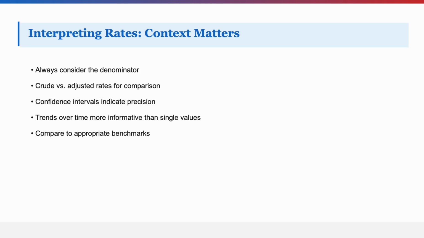Raw numbers and rates require context to be meaningful. Let me give you some interpretive guidance. Always consider the denominator. A hospital with 20 surgical site infections sounds bad, but what's the denominator? If they did 20,000 surgeries, that's 0.1%, excellent. If they did 200 surgeries, that's 10%, alarming. Rates are only interpretable with denominator context.